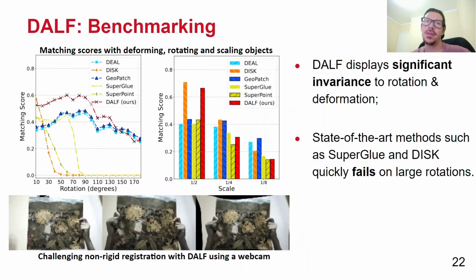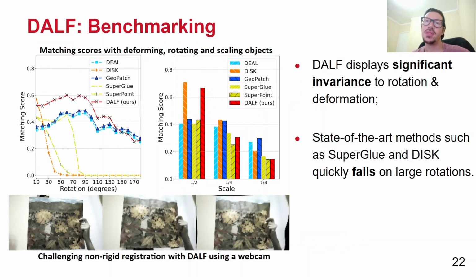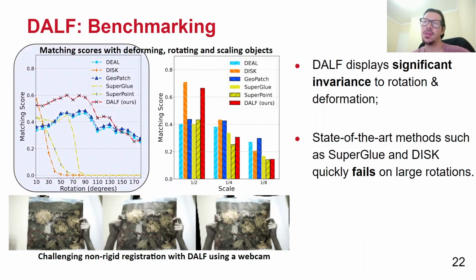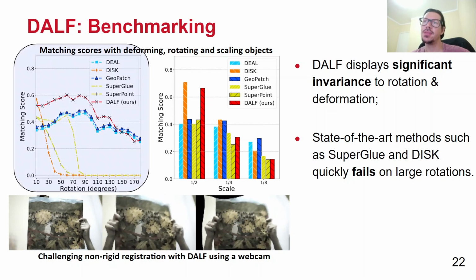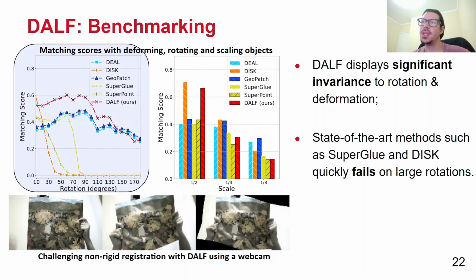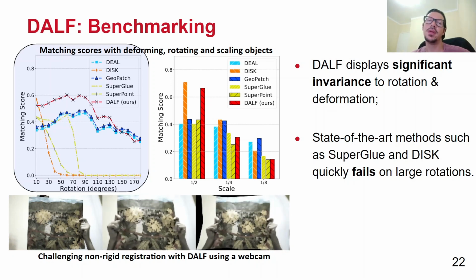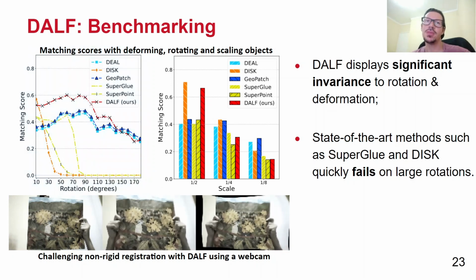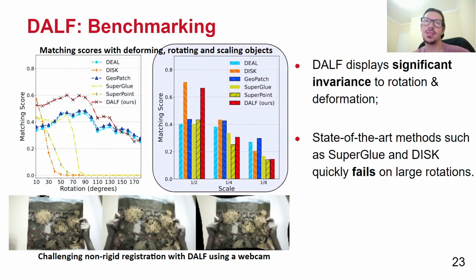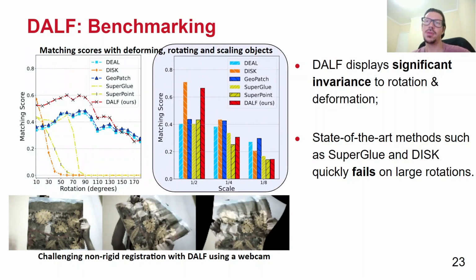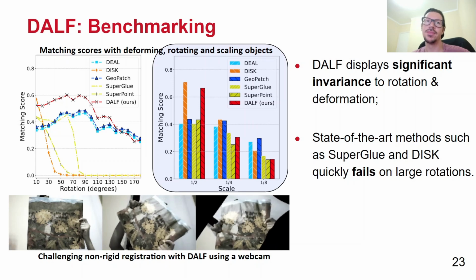Another interesting property of DOLF is its strong invariance to rotations alongside deformation and illumination changes. After about 80 degrees of in-plane rotations, several methods completely fail, including state-of-the-art methods such as SuperGlue and DISK. DOLF also displays competitive results in large scale changes, obtaining similar performance to SuperPoint and SuperGlue under extreme scale changes.